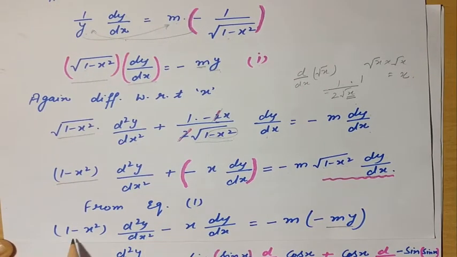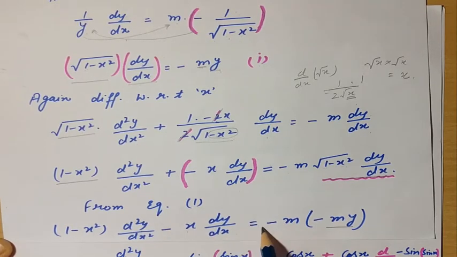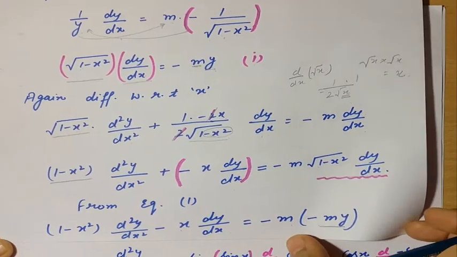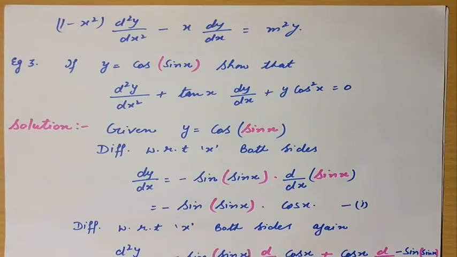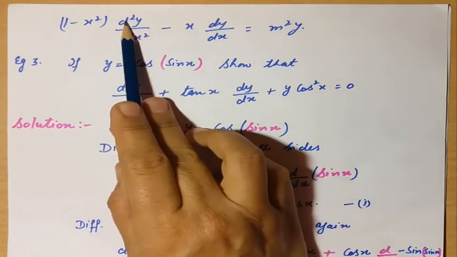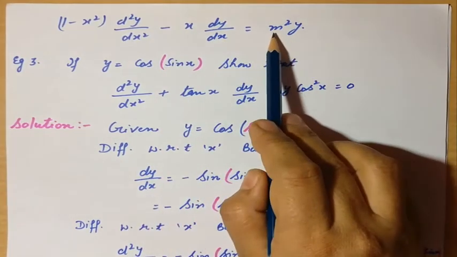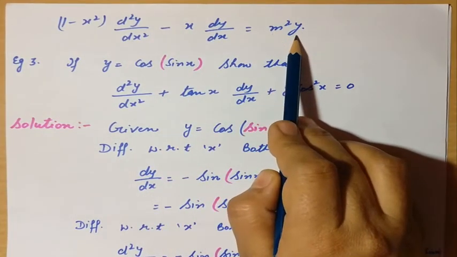Now it will be equal to (1 minus x square) d square y upon dx square minus x dy upon dx is equal to minus m into minus m y. It will give you a result there: (1 minus x square) d square y upon dx square minus x dy upon dx is equal to m square y.